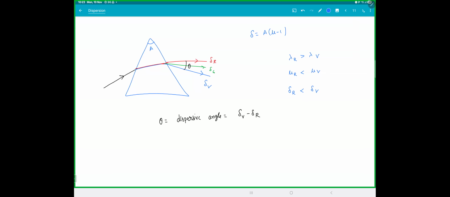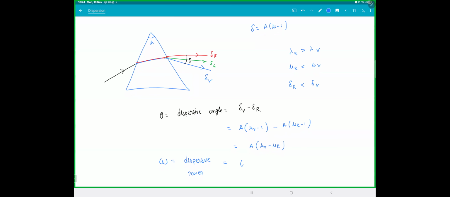So this theta is your dispersive angle. And what is delta V? This will be A into (mu violet minus 1) minus A into (mu red minus 1). So this becomes A into (mu violet minus mu red). This is the formula for the dispersive angle. Then we define something called omega. This is called dispersive power. These are the two main formulas.